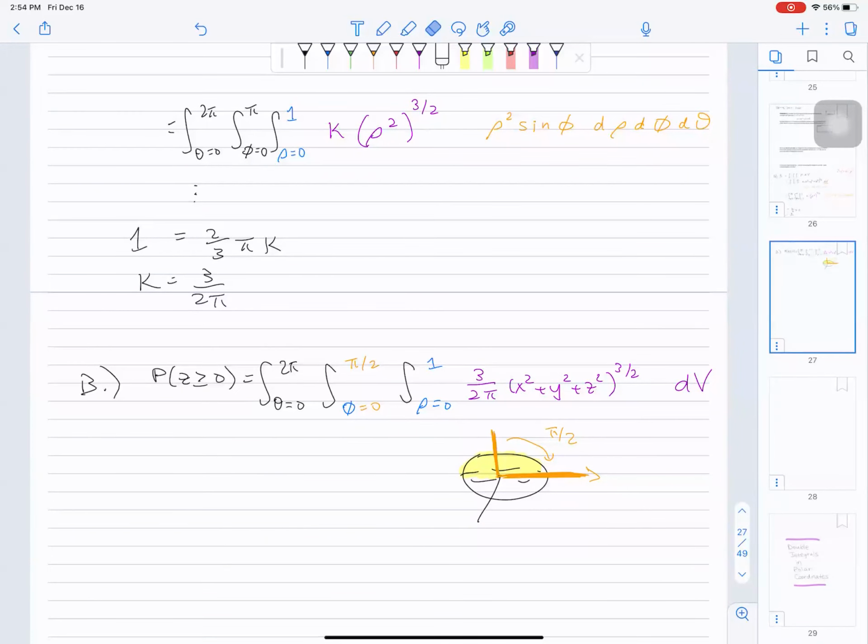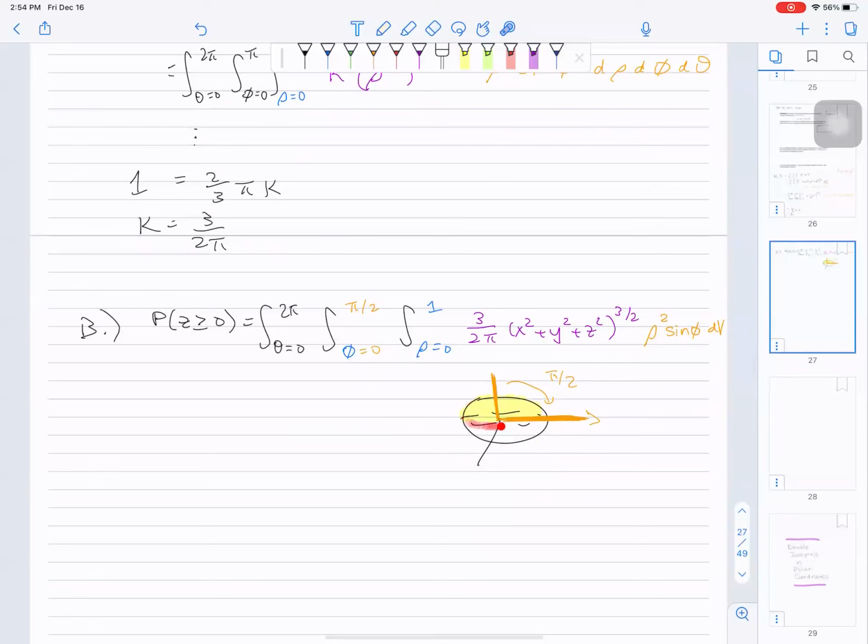Also, since I already converted it to spherical coordinates, I should have made my dv rho squared sine phi. Excuse me, shouldn't theta be 0 to pi? Why does it stay the same? Because we have our sphere and z is greater than 0, so it's just the top hemisphere part. But if you imagine collapsing the z-axis, you still have an entire circle in the xy plane. Okay, thank you.